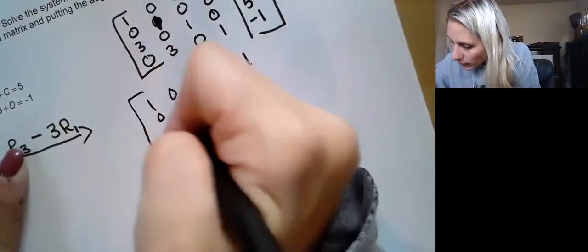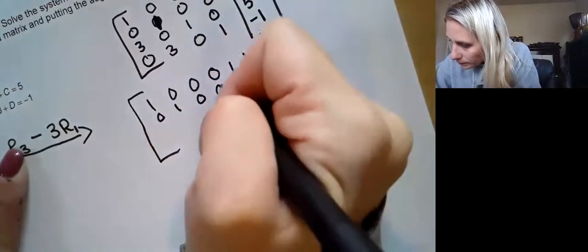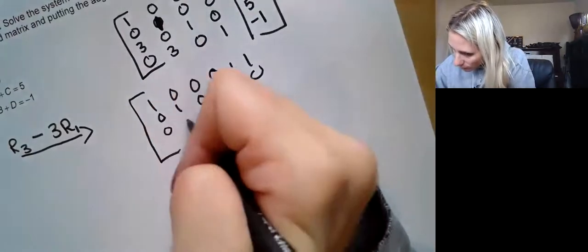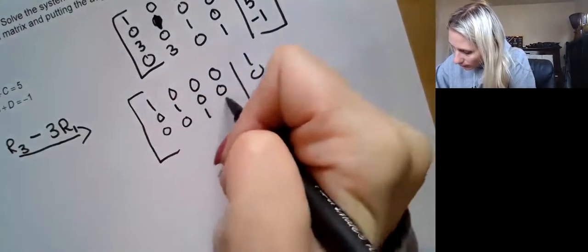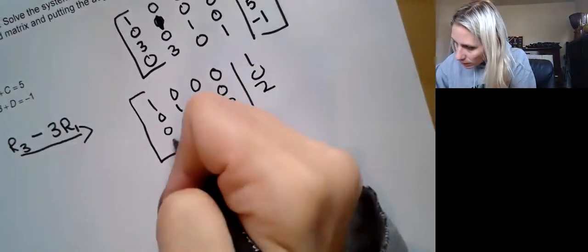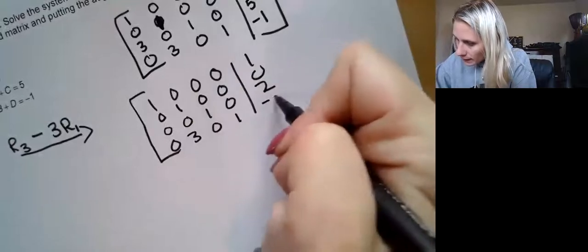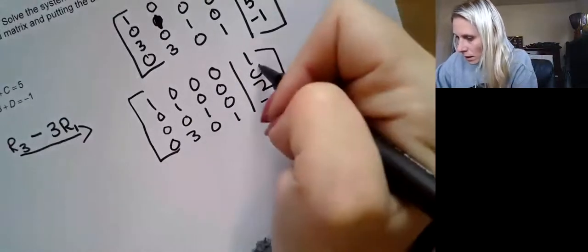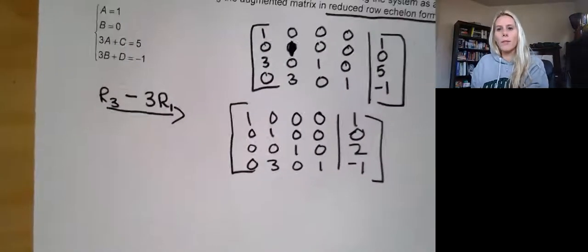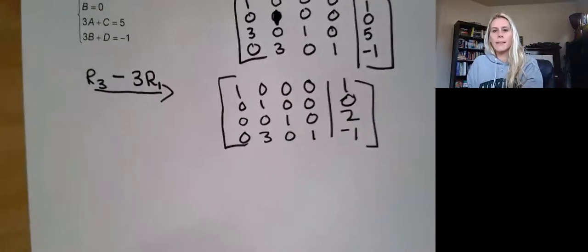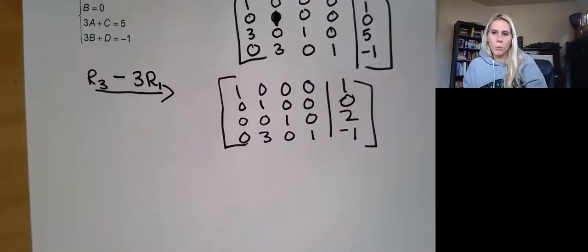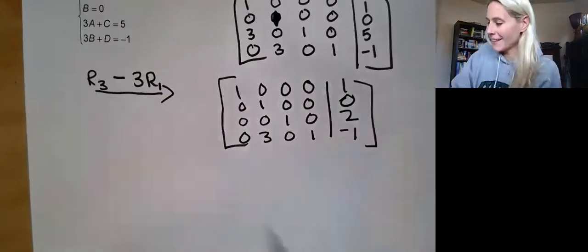My row 2 stays the same. And my row 3 is that new one, which is 0, 0, 1, 0, 2. My fourth one we didn't do anything with, so that stays the same. All right, so we got to get rid of the other 3. I want you guys to take a moment and see if you can write down the next rule to see if you're ready to do some practice.